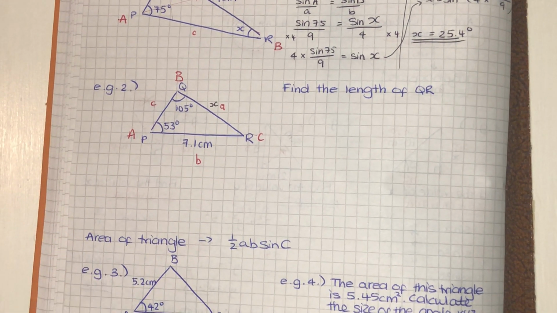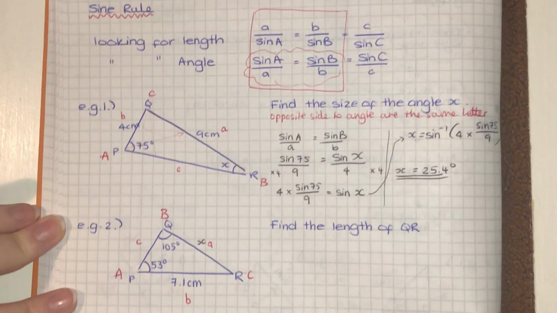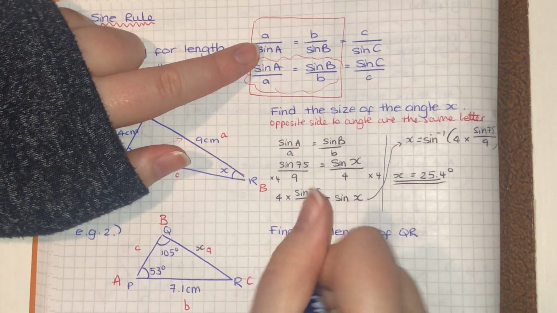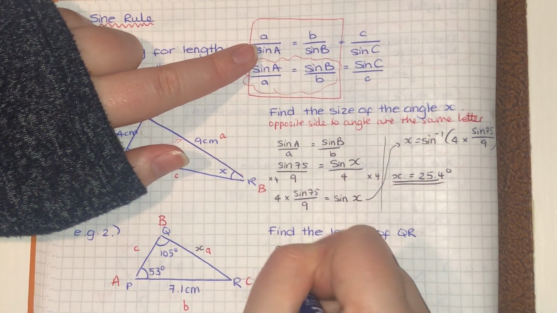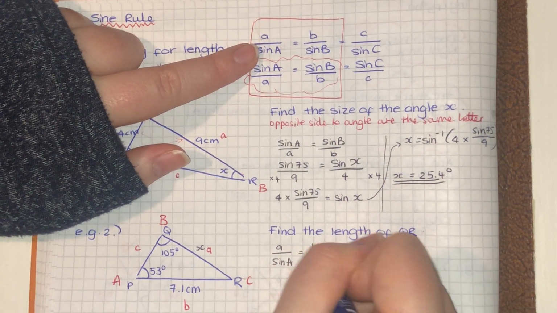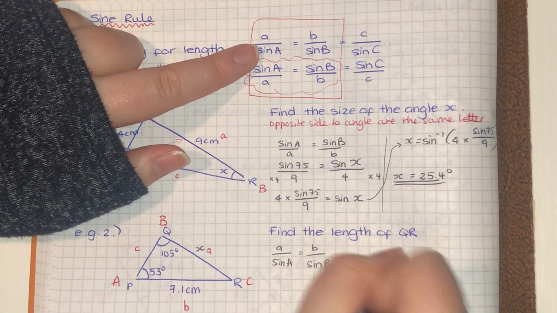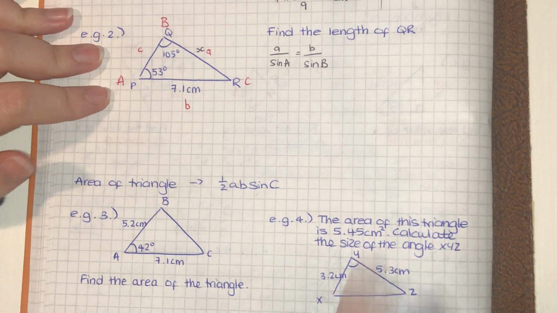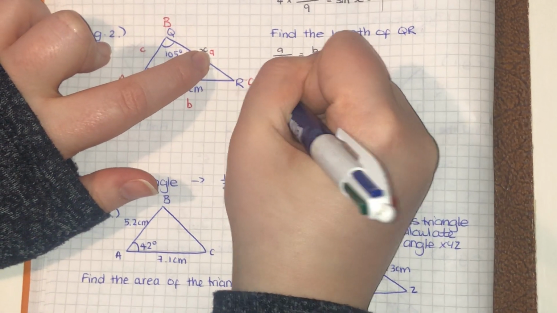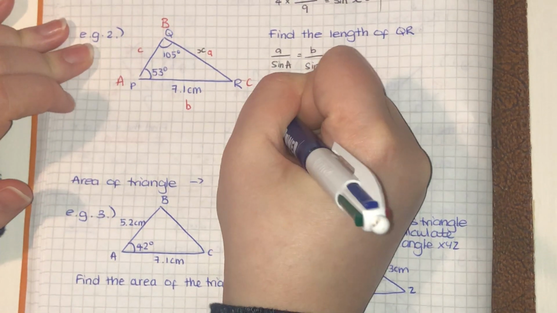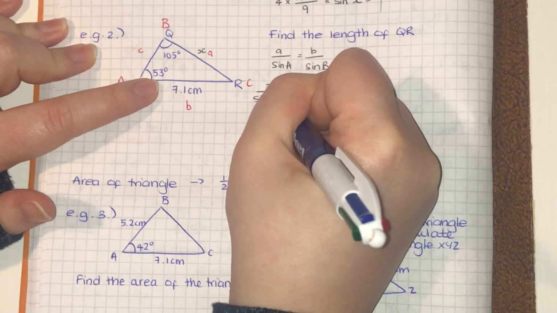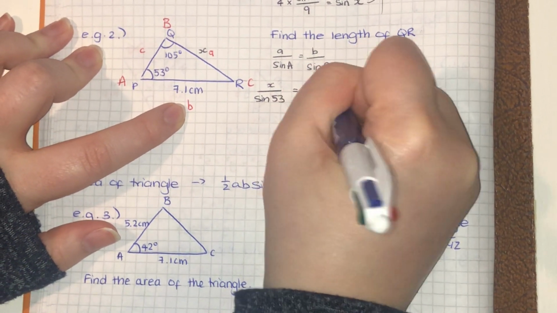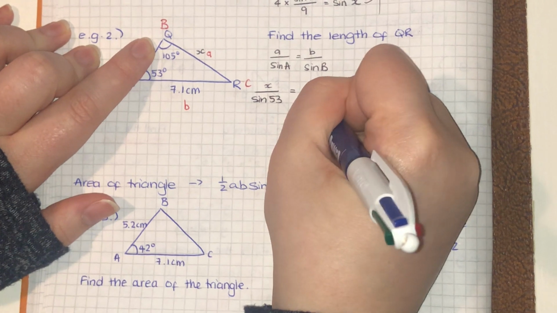Once we've done that, we're looking for the side, so we are going to be using the top formula here. Just to start off with, I'm going to write that down. So A over sine A equals B over sine B. And then we can sub it all in. So little a, which is the side, is just x, divided by sine of the angle A, so sine of 53, equals B, which is 7.1, divided by the angle, so sine of 105.